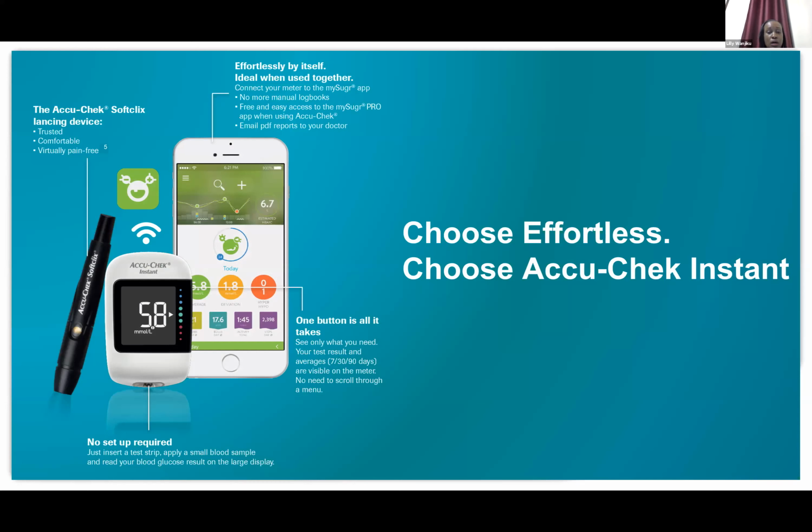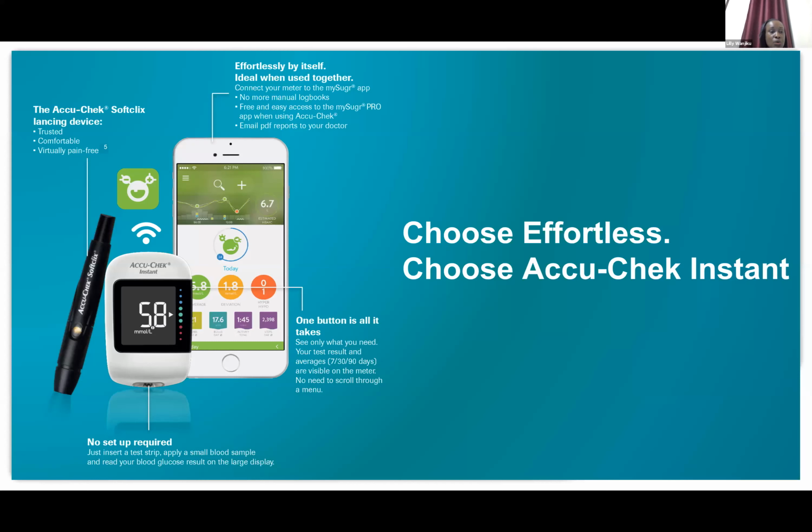So basically, when we talk about AccuCheck Instant, we say it's effortless by itself. Just to give you a summary of what effortless means, it means that we are bringing in a meter that you don't need to set up. You just need to apply a small amount of blood, and within less than 4 seconds, you get a reading. You're able to pair your meter with your smartphone through the My Sugar app, and the data quickly moves through Bluetooth connectivity to your phone, and you're able to see the data of your glucose reading.